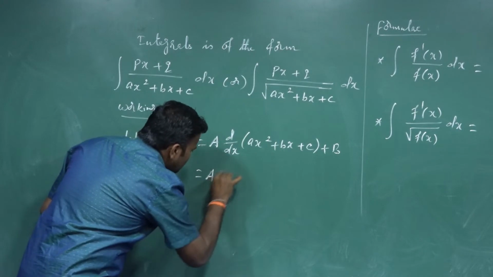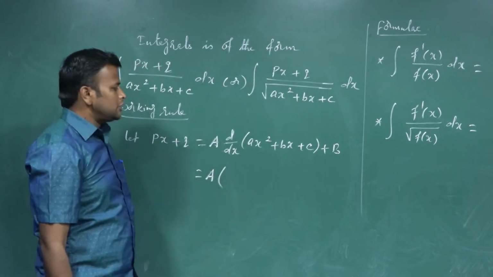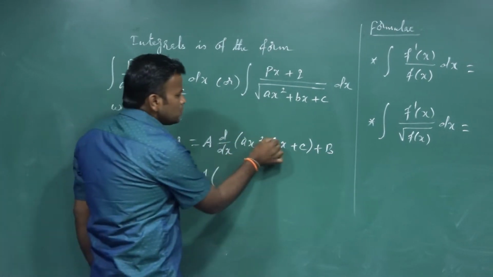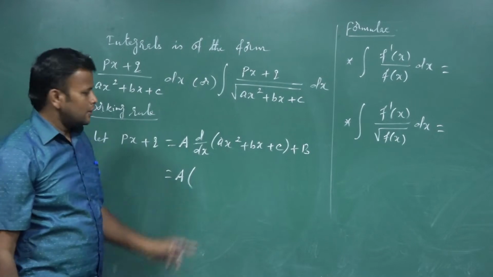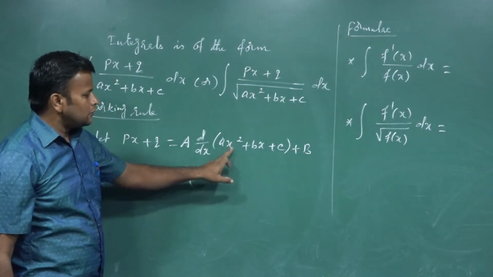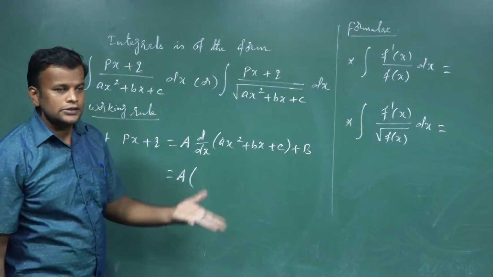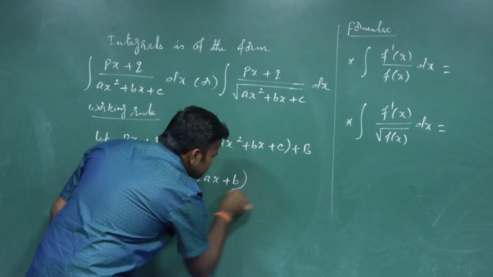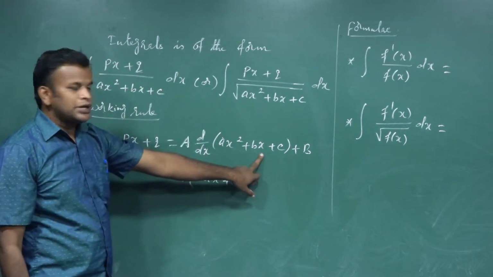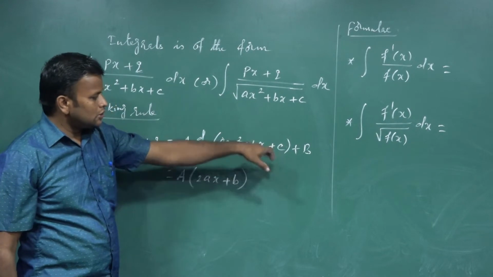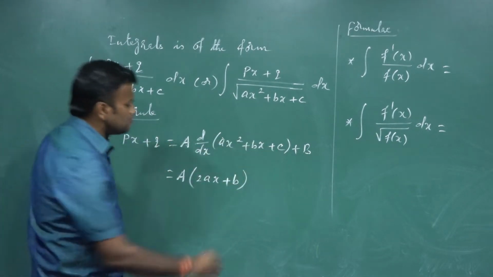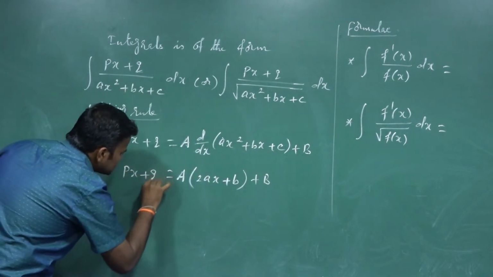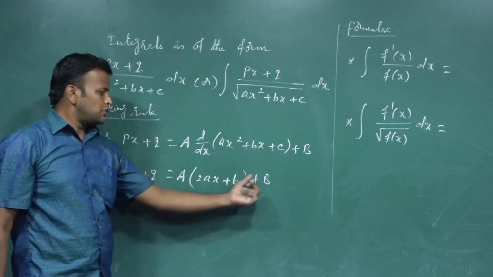Next, a of d by dx. You know very well, d by dx means differentiating the term with respect to x. Always a, b and c are constants. So a into x square: the differentiation of x square is 2x, so 2ax, plus bx with respect to x is b. The constant c has differentiation value 0. So the value of px plus q is a of 2ax plus b, plus b.